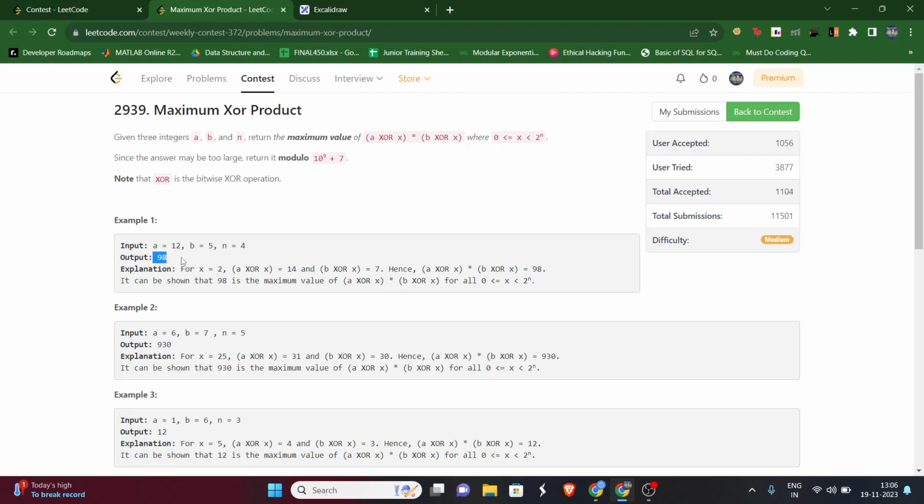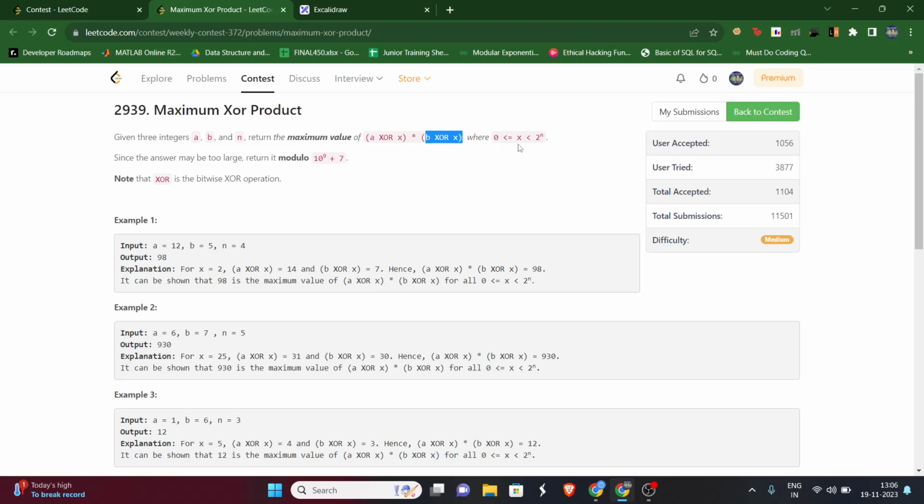Okay, now first of all, how will we approach this kind of question? The moment you see something like XOR or OR and anything like that, it means we have to deal with something related to bits. That's one thing for sure.